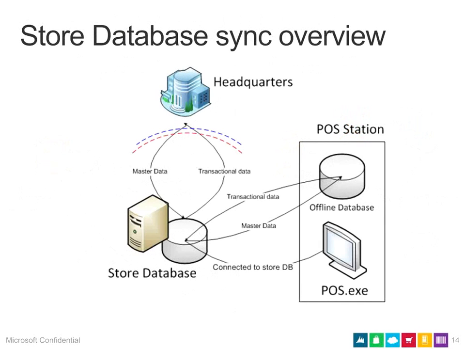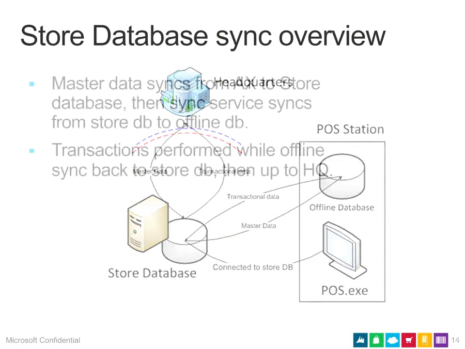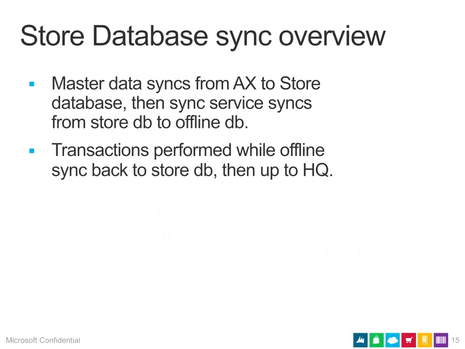So here's an overview of how the synchronization happens. We get our master data down from the headquarters, and that goes to the store database. And then as point of sale is performing normally and reading from that store database, that master data synchronizes to the offline database. An overview of the sync is just that master data goes into the store database, and then where the sync service happens is between the store DB and the offline database.